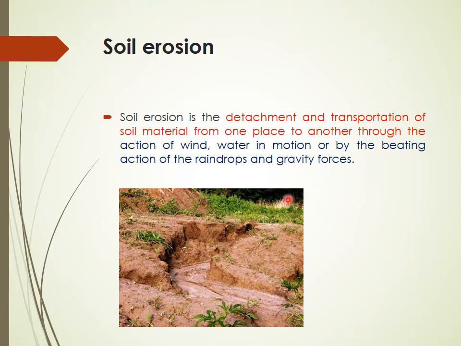Soil erosion is the detachment and transportation of soil material. If you see in this image, the soil particle is getting detached from the place where it was placed and it is being transported. That is called soil erosion. How does it happen? It may happen by the action of wind, or by water in motion, or by the beating action of raindrops, and sometimes gravitational force also causes soil erosion.